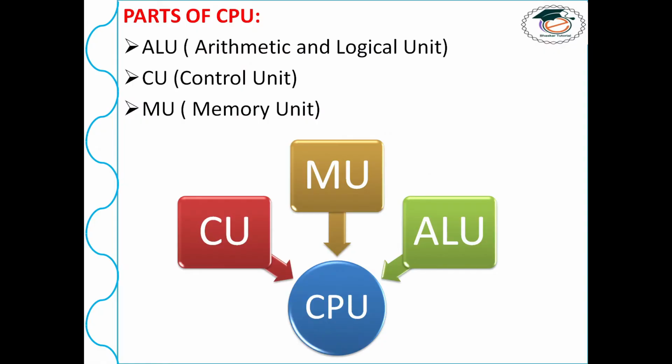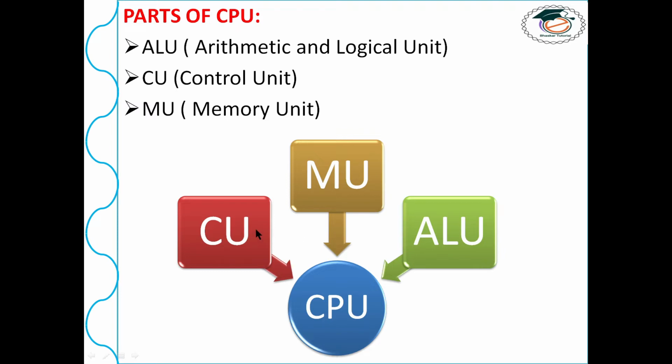Next, let's see the parts of the CPU. I already told you the CPU has various parts like arithmetic and logical unit, control unit, and memory unit. In short we write ALU, CU for control unit, and MU for memory unit. So the CPU has three parts. Keep in mind: control unit, memory unit, and arithmetic logical unit. These are the three important parts. Now these three parts all have different functions and work.